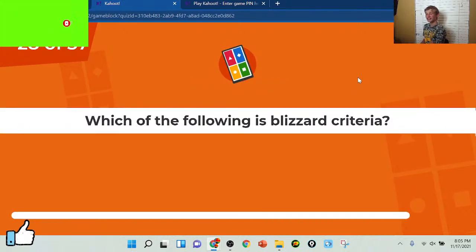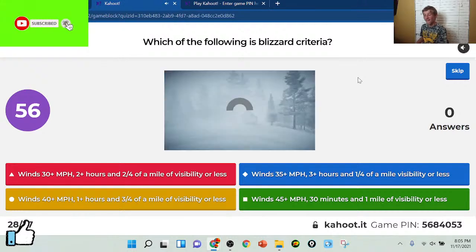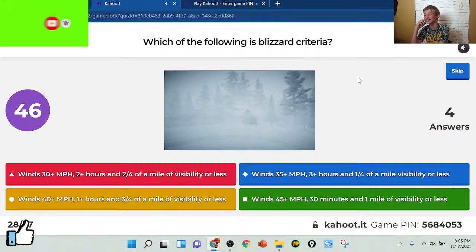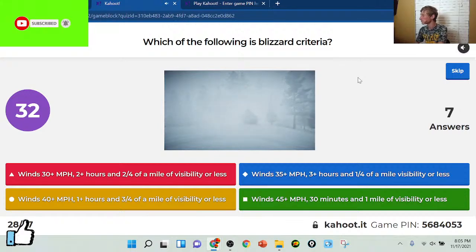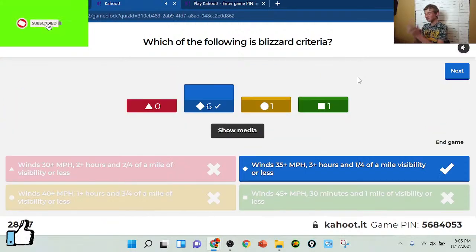Which of the following is blizzard criteria? Shout out to my amazing aunt in New York City for helping me get this question. I was actually pretty ashamed of myself last night. I was going through it with my mother and I actually got this question wrong. So I was pretty ashamed of myself, I'm not going to lie. Auntie, if you get this question wrong, I'm going to be very disappointed. Good. You guys do better than me. I'm very, very happy that the majority of you got this question right. You guys are actually better than me, because I got this question wrong last night. Yes. Winds higher than 35 miles an hour for at least 3 hours or so and about a quarter of a mile of visibility or less.